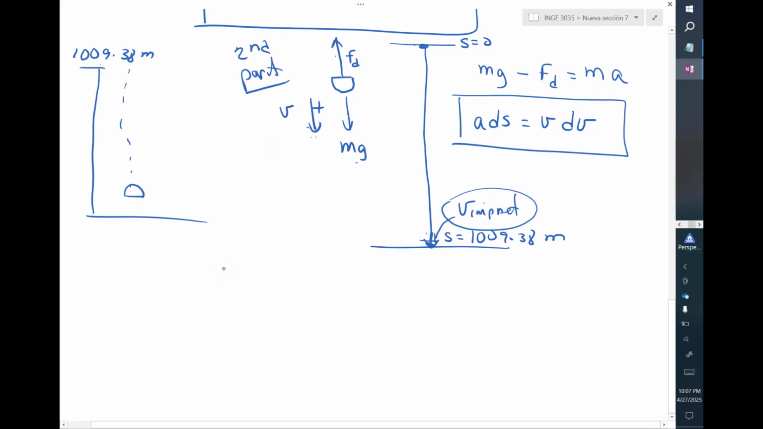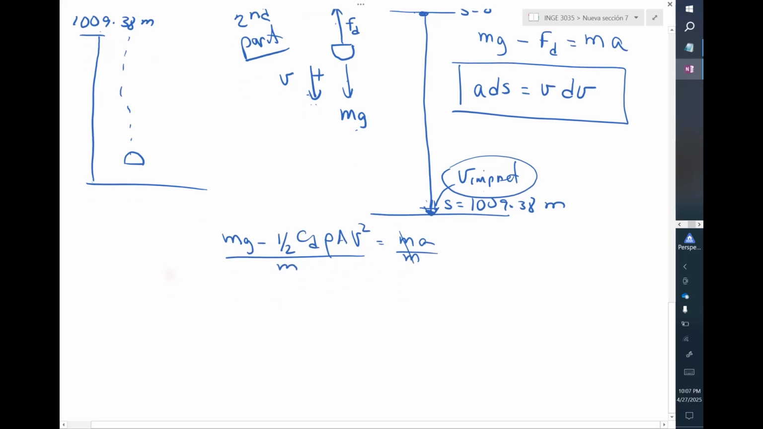So I have, again, the main point here is to know what A is. Well, A comes from the force balance, so that would be mg again minus Fd, and if I use 1/2 coefficient of drag times the density of air times the area of the bullet, and this time the velocity squared, equals ma. If we divide by m both sides, we end up with something that looks like what we already know, but there's a change in sign.